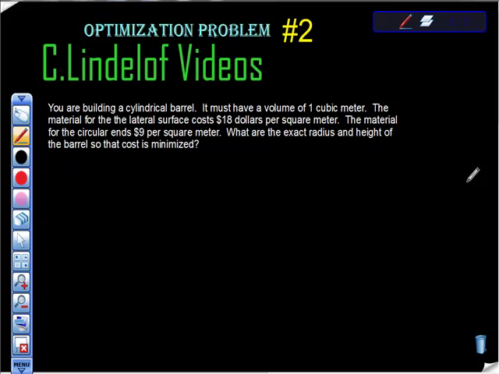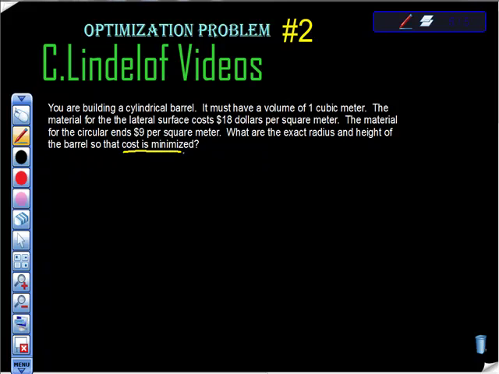Optimization problem number 2. You are building a cylindrical barrel, and it must have a volume of exactly 1 cubic meter. The material for the lateral surface costs $18 per square meter, and the material for the circular ends is $9 per square meter. The question here is, what are the exact radius and height of the barrel so that cost is minimized?